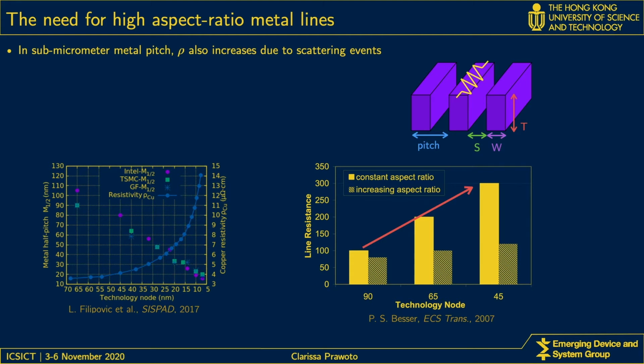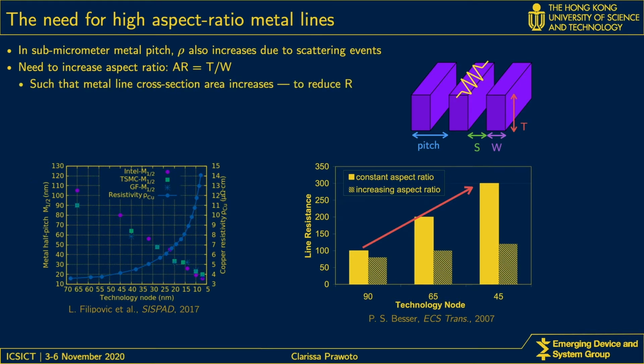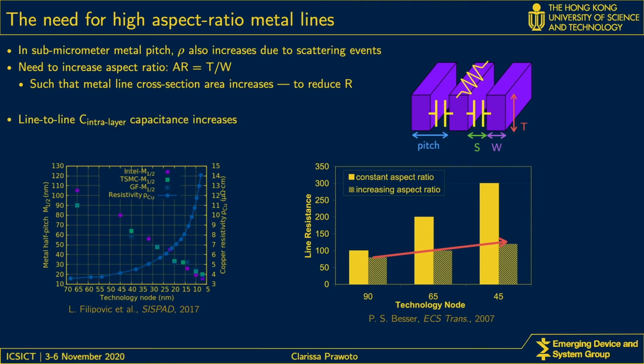So one possible solution is to increase the aspect ratio, which is by increasing the metal thickness T. And by doing so, line resistance can remain more or less constant with scaling, as shown in the graph. However, due to the thicker metal lines, the intralayer capacitance also increases. Therefore, this further shows the importance of the intralayer capacitance relative to the interlayer capacitance.